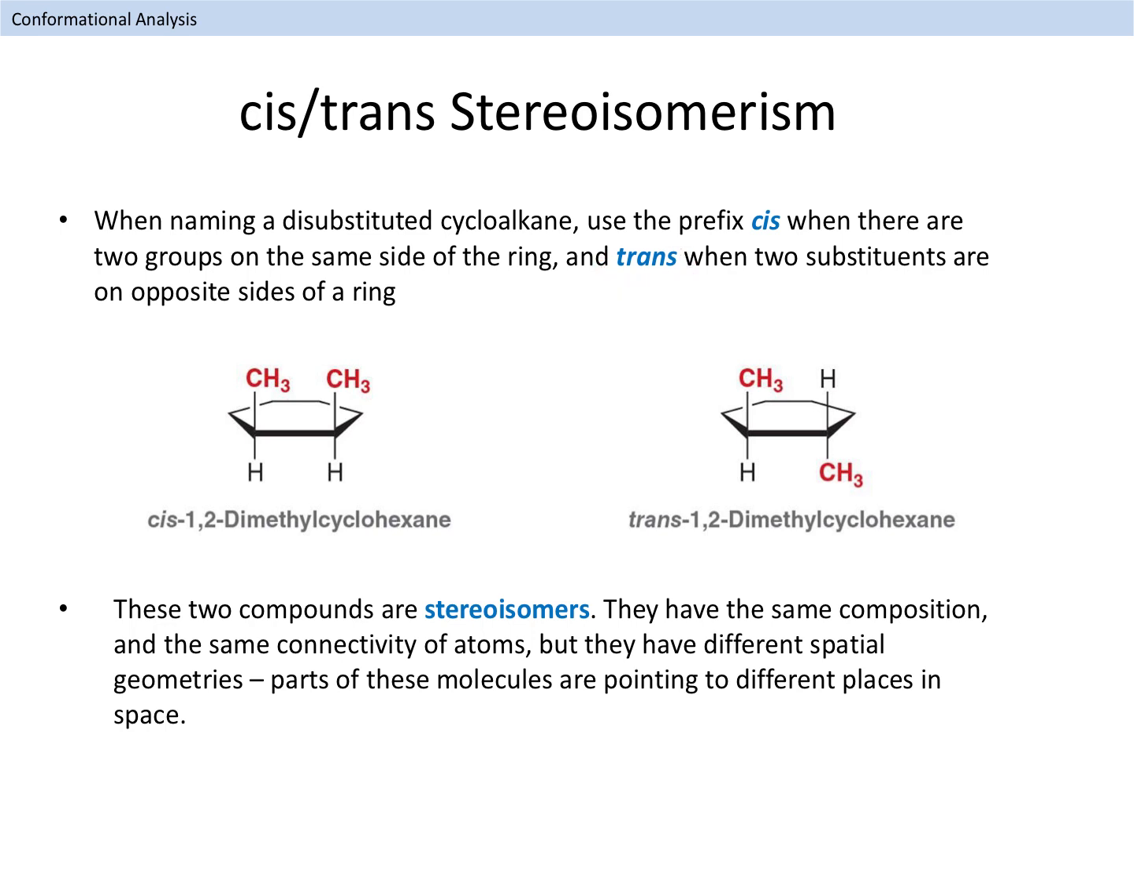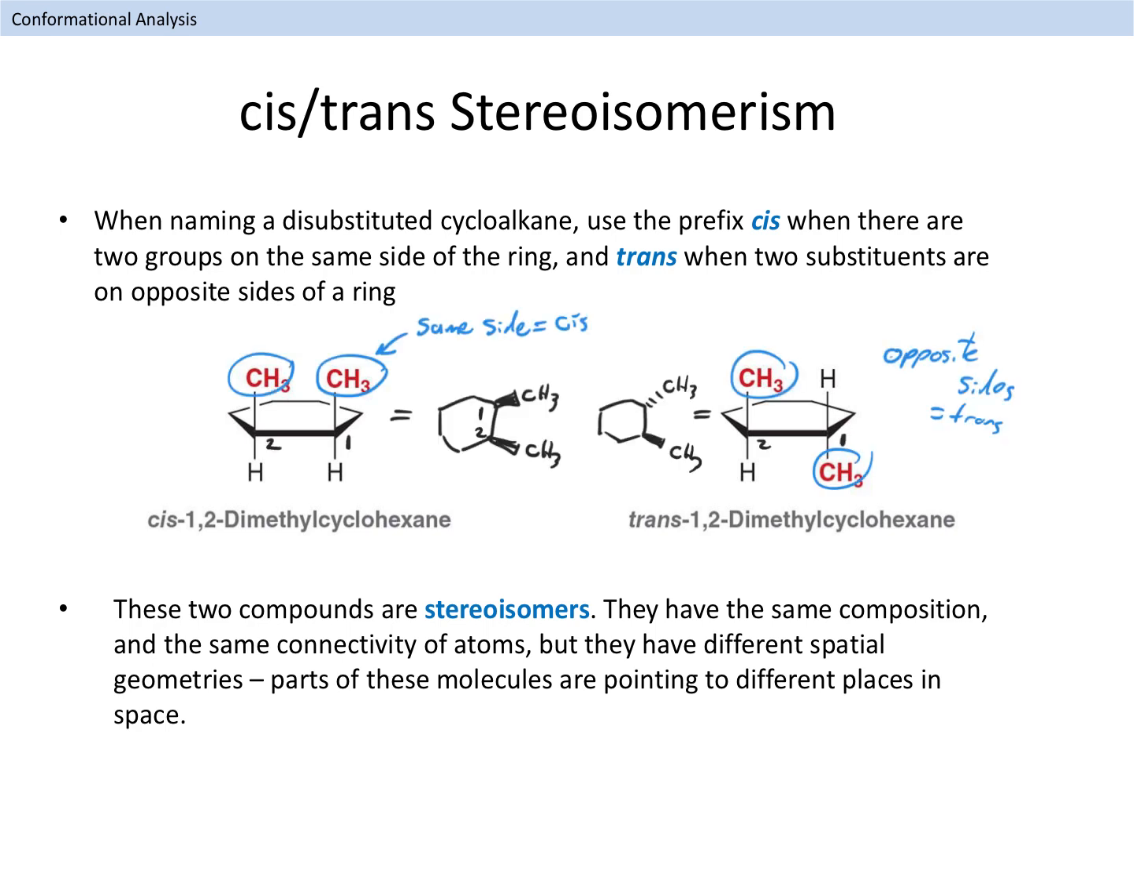When naming a disubstituted cycloalkane, use the prefix cis when there are two groups on the same side of the ring, and trans when two substituents are on opposite sides of a ring. The two compounds shown above, cis-1,2-dimethylcyclohexane and trans-1,2-dimethylcyclohexane, are stereoisomers. They have the same composition and the same connectivity of atoms, but they have different spatial geometries.